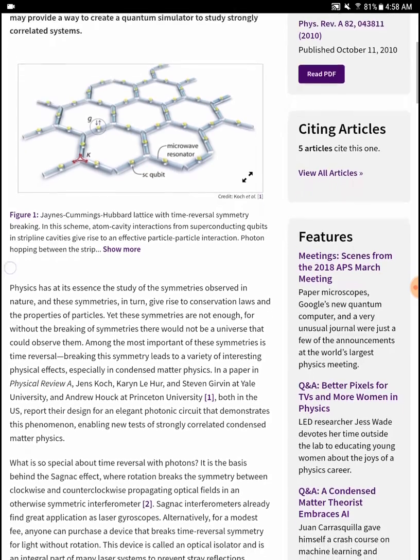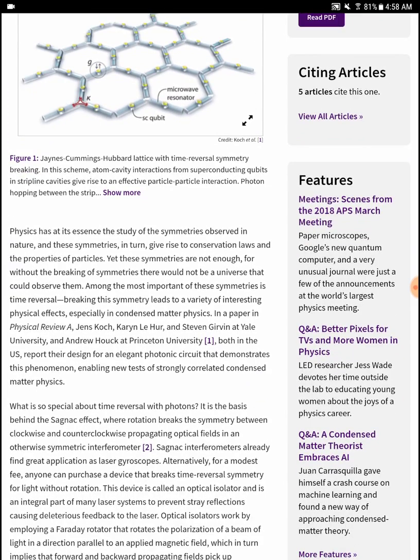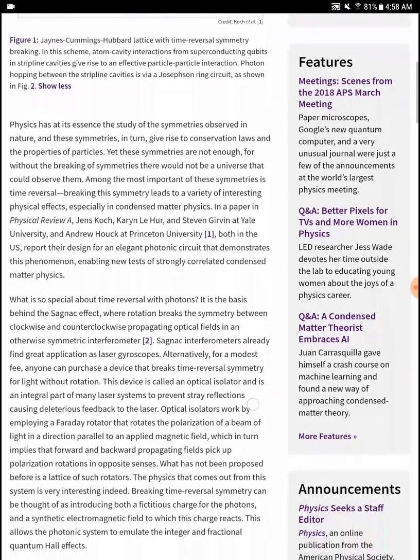And here in Figure 1, a nice image provided for us, says Jaynes-Cummings Hubbard lattice with time reversal symmetry breaking. In this scheme, atom cavity interactions from superconducting qubits in strip-line cavities give rise to an effective particle-particle interaction. Photon hopping between the strip-line cavities is via a Josephson ring circuit, as shown in Figure 2. And we'll get to Figure 2 in a moment, but let's continue.